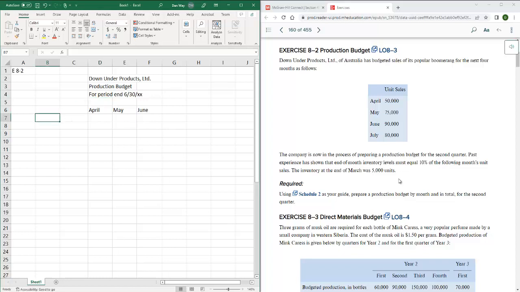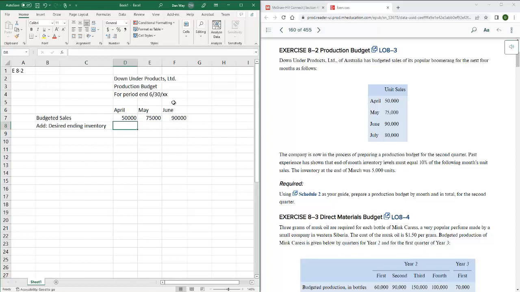So first up in our production budget is going to be budgeted or expected sales. Remember, that's the key driver of production, how many units we expect to sell. So in April, that's 50,000. May, it's 75,000. And then June, it's 90,000. So we have to cover that. We also know that we want to be able to cover our desired ending inventory.